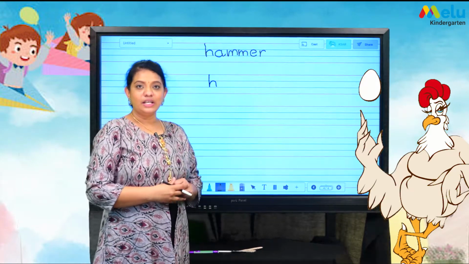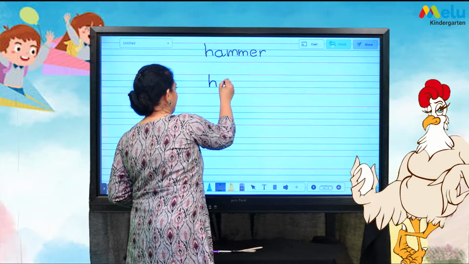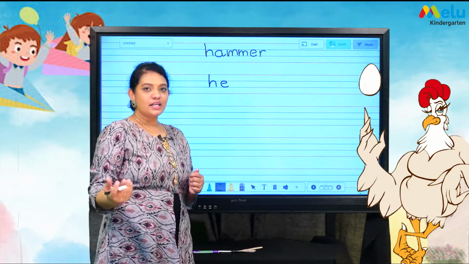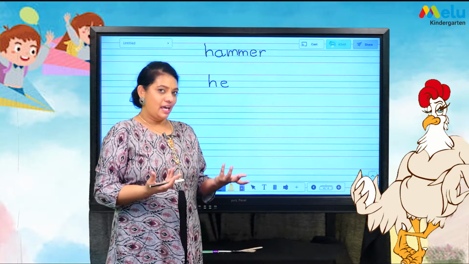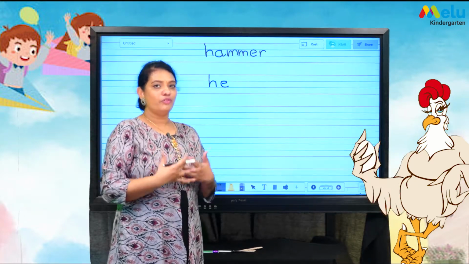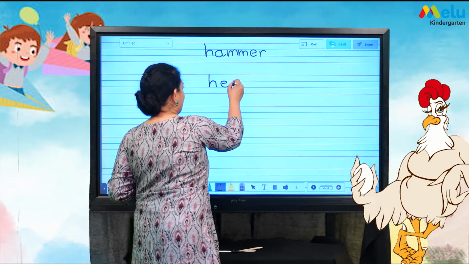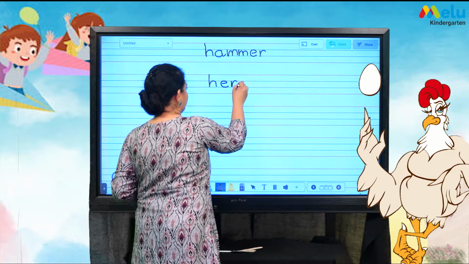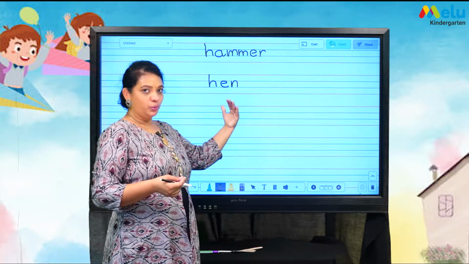And the second sound is A, so write E. And the last sound is N. N will be said by the letter N. The N sound will be given by the letter N. So write N. Yes, children, so we are done with 2 words.